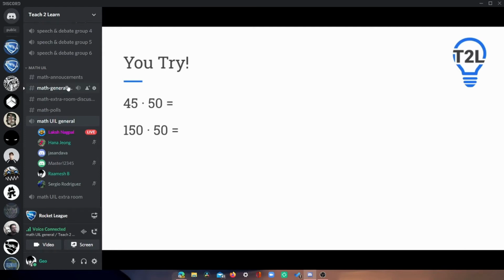Yeah, so the first one, just divide by 2 since it's odd, add a 50 to the end, and then for the second one you add 2 zeros to the end.